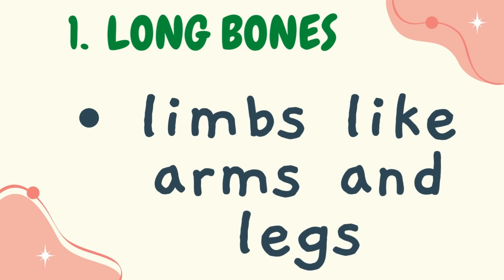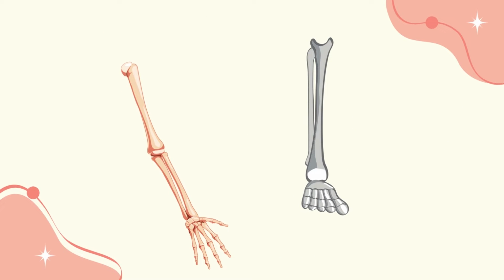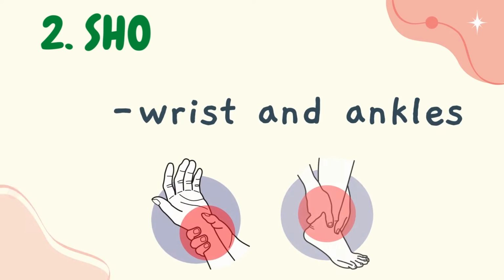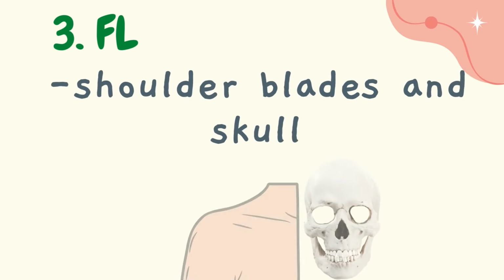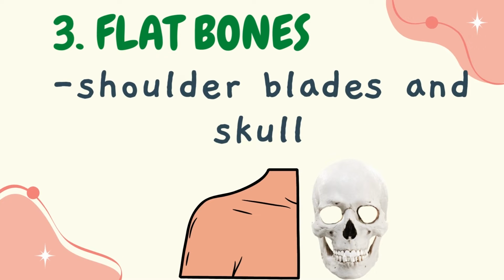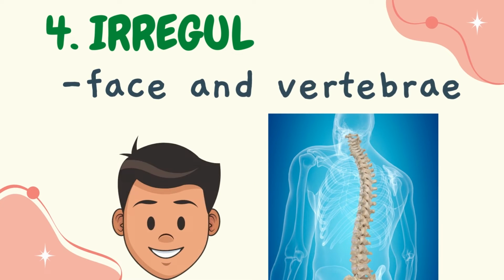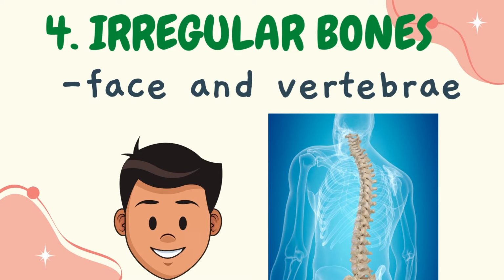First one, long bones. These are the limbs like arms and legs. Number 2. Short bones. These are the bones found in wrist and ankles. Number 3. Flat bones. These are bones found in the shoulder blades and skull. Number 4. Irregular bones. These are bones found in the face and vertebrae.